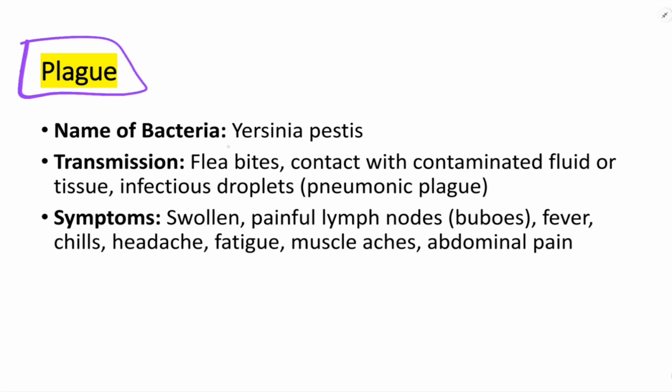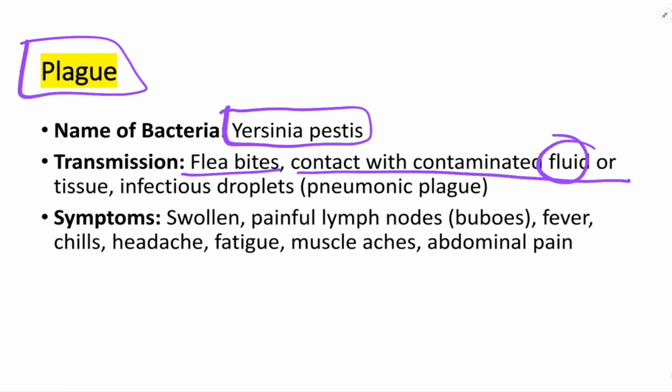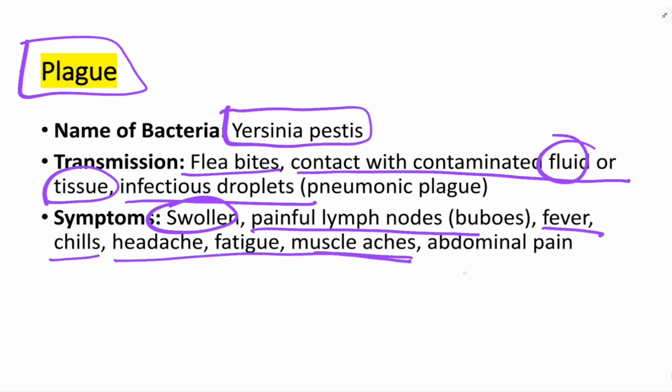Plague. It is caused by Yersinia pestis and it transmits through flea bites and contact with contaminated fluid or tissue, infectious droplets. And the symptoms are swollen, painful lymph nodes, fever, chills, headache, fatigue, muscle aches, and abdominal pain. These are the symptoms of the plague.